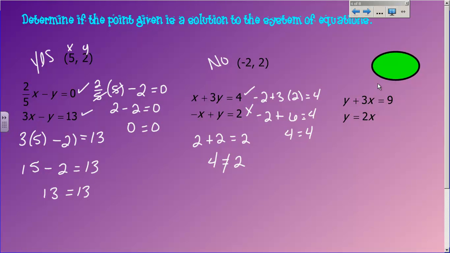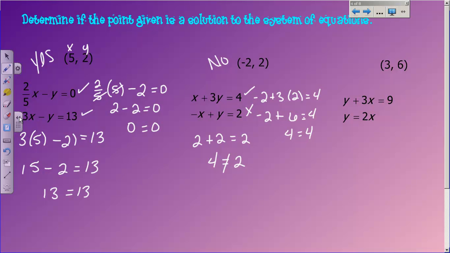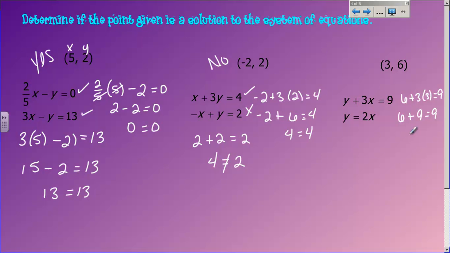So let's check the third one. Here's my point. My two equations are y plus 3x is 9, and then y equals 2x, and there's my point, 3, 6. So we're going to test it with the first one. Y is 6. This time the x does not come first, so it becomes 6 plus 3 times 3 equals 9. Well, 3 times 3 is 9. 6 plus 9 is 15. 15 does not equal 9. This point does not work for this equation.